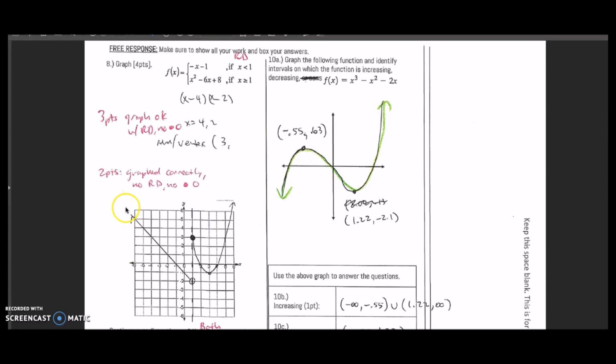So I'll usually put a check if you did the linear, and then maybe you got parabola wrong. Even if you graphed on the wrong side, I'll give you credit. Or maybe you graphed both of them and didn't do the erasing, or you didn't understand the open or closed circle. Essentially, if you got something right, I gave you 2 points.